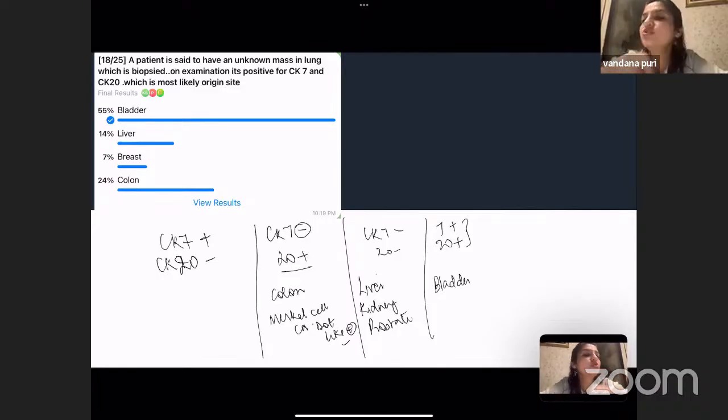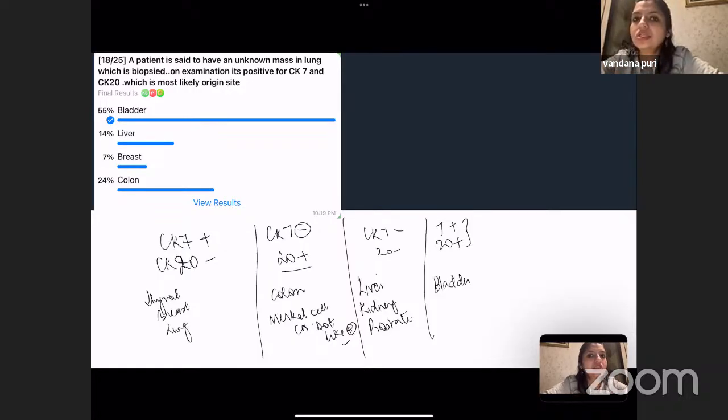And CK7 positive is everything above. So it can be thyroid, breast, lung, all those above are usually CK7 positive. So that is what you have to remember. So that was the question. This was both positive, and most of you did it correct.